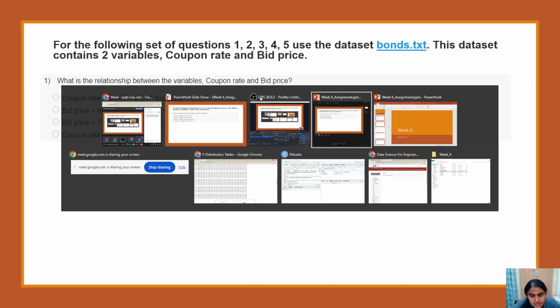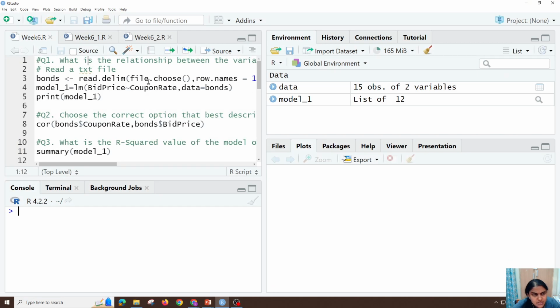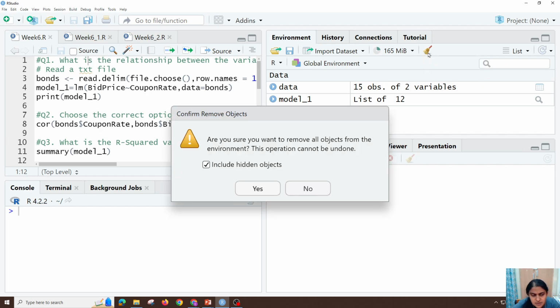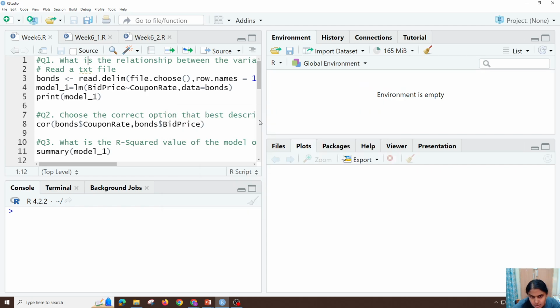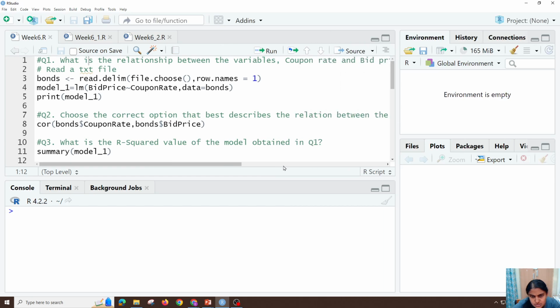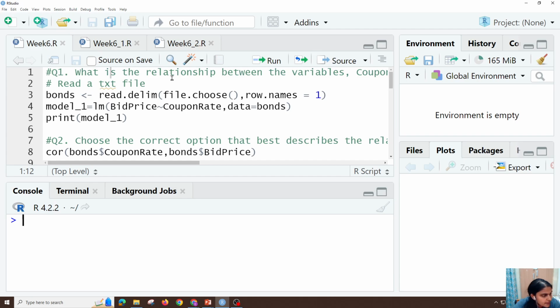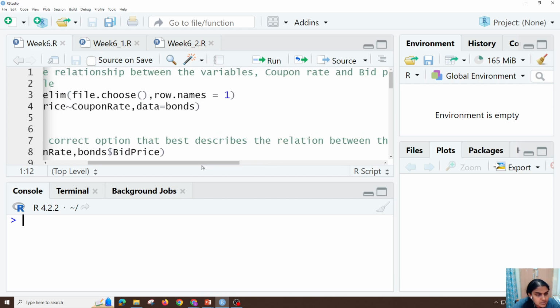RStudio, and there right now I have the first one. I hope the screen is visible for you, so I'll just maximize the figure, and okay, I think it's visible. If anyone is not seeing the figure, I mean if you can't read what is written, you can let me know in the chat window. So, what is the relationship between the variables coupon rate and bid price? That is the question.